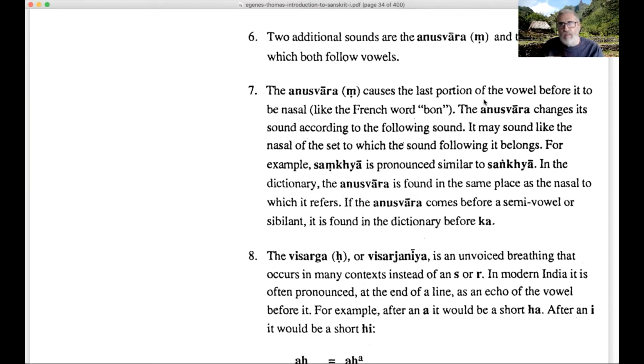This is a type of sandhi. We're going to learn how letters change because of the letters around them, within words and also between words in Sanskrit. So it may sound like a nasal of the set to which the sound following it belongs. If we see an anuswara, an M with a dot under it or over it, or a dot in Devanagari over the letter, the next letter that comes after it, to the right, flavors that sound. So we should always look at the next letter before we pronounce that sound. If we look at the next consonant and we know which family of letters it comes in, whether it's guttural, palatal, cerebral, dental, or labial, then we know how to pronounce the anuswara.